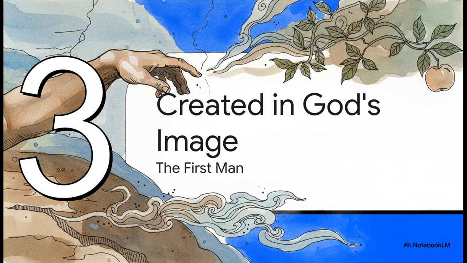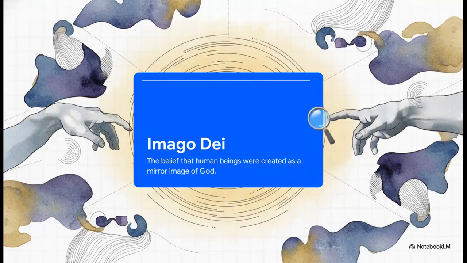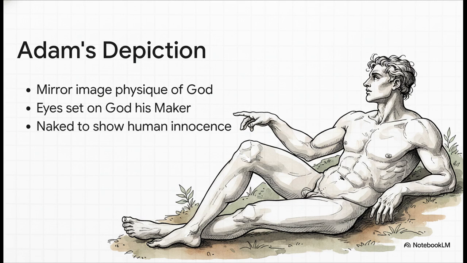So from the creator, let's bring it down to the earthly side of things and talk about being created in God's image. To really get Adam's depiction, we have to understand a pretty foundational Latin term, imago Dei. A lot of folks believe this entire piece of art is completely dedicated to illustrating this exact concept. Imago Dei is the theological belief that human beings were created in the mirror image and likeness of God. Keep that exact phrase in your head, mirror image, as we start looking at the specific details of Adam. Okay, so how exactly is Imago Dei visualized on the ceiling?